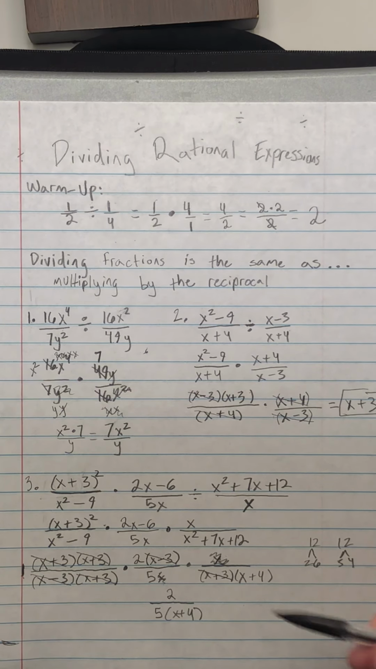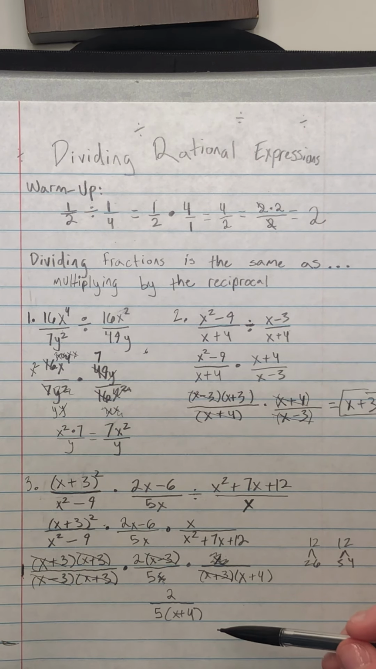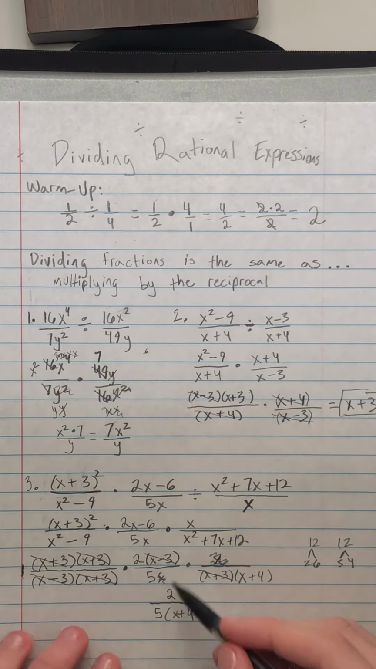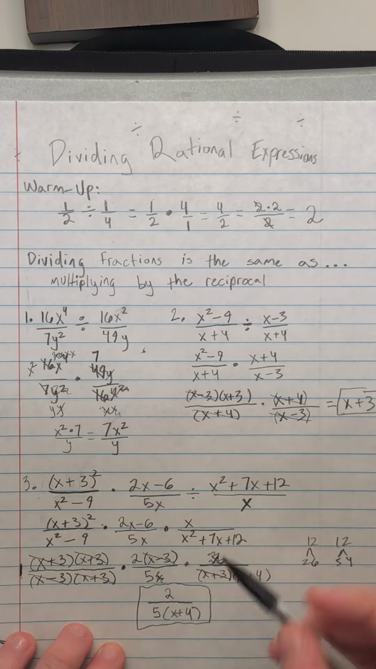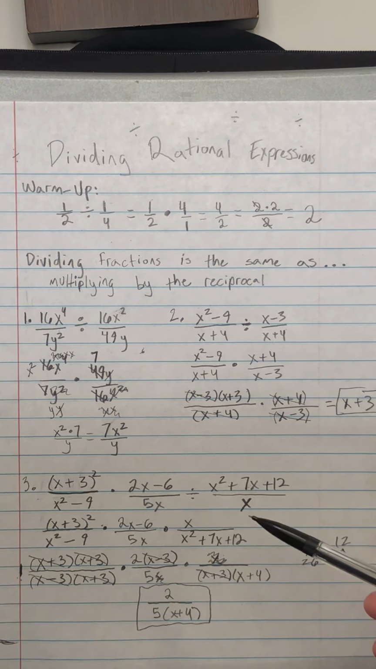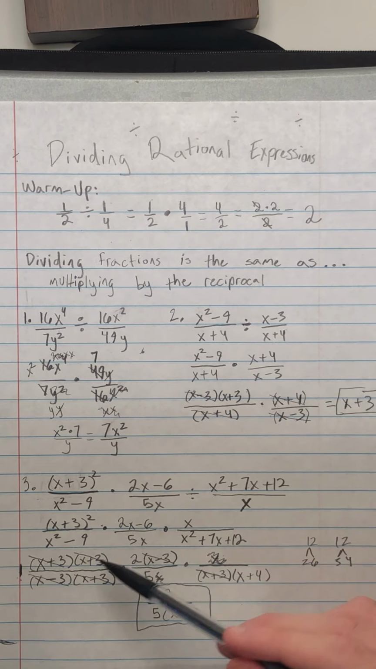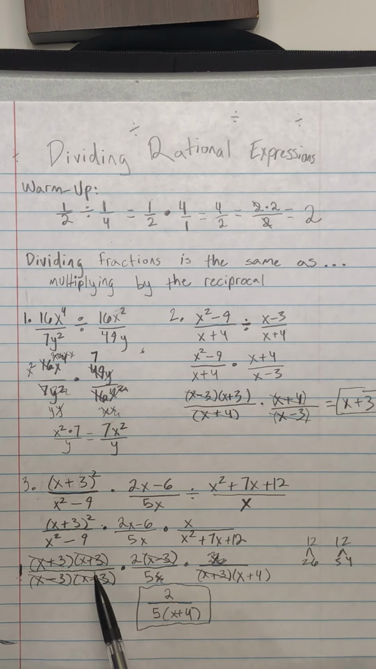Can we cancel anything out? No, I think that's good. I think that's what we're left with. Okay, so that would be my final answer. That one was a little crazy because we had 3 terms, but it works out the same. I can cancel out diagonal even if I have a number over here and a number over here.